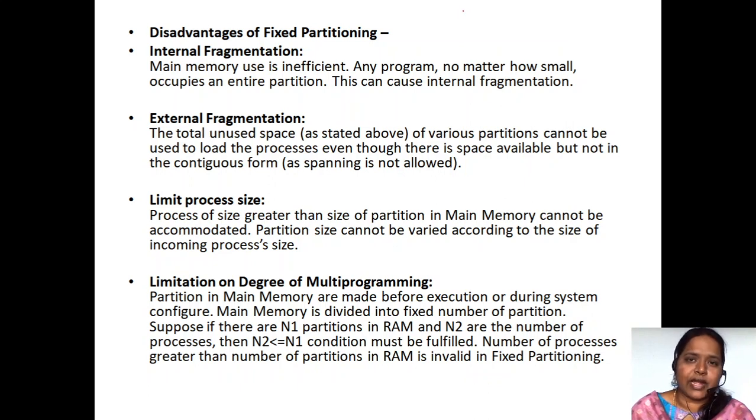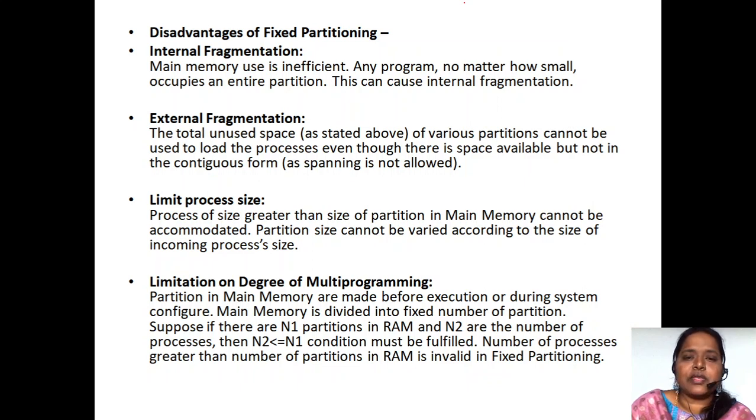The disadvantage is internal fragmentation, the leftover spaces, as I have told you. External fragmentation is also there. Why? Because those leftover spaces can't be allocated to another process. So that is external fragmentation. Limit on process size: if there are 5 processes but the memory has only 4 partitions, we can't allocate the 5th process onto the memory. Why? Because for a memory partition there is a limit. So that is the drawback of fixed size partitioning.